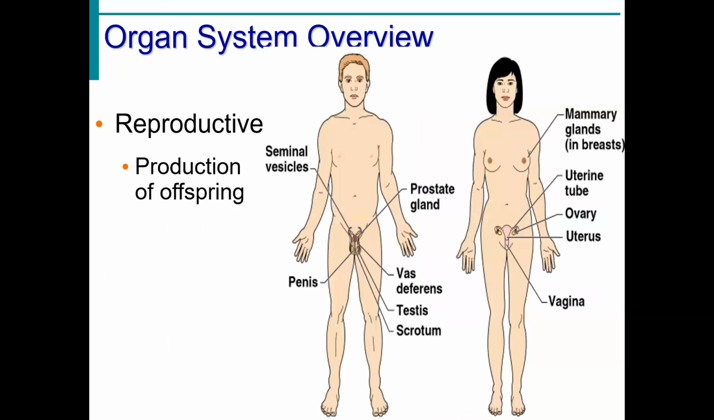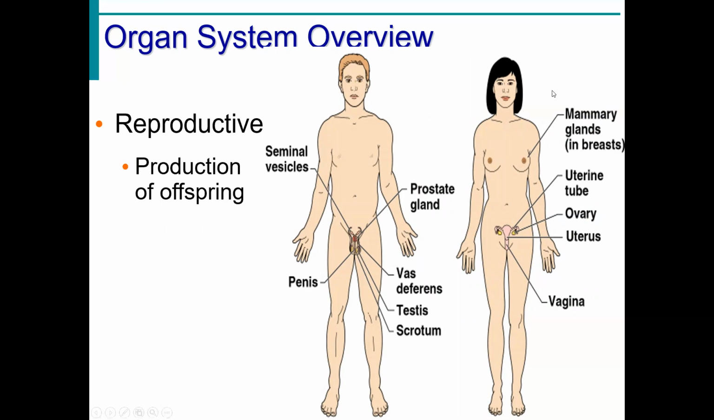All right, let's look at the reproductive system. Reproduction is absolutely essential for maintaining the human species, the production of offspring. The organ system, the organs that are present in the individual, depends on whether we have a male or female.